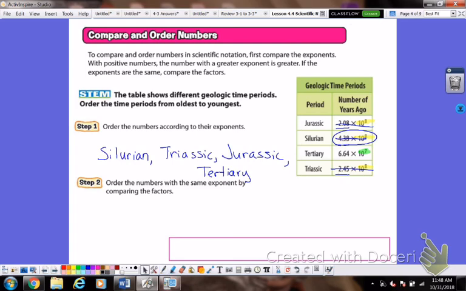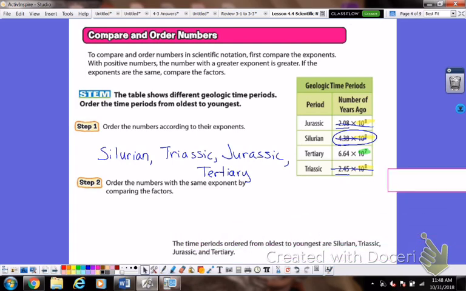All right, and we just double check here. Yes, we got those in order. Awesome, right there is section 4.